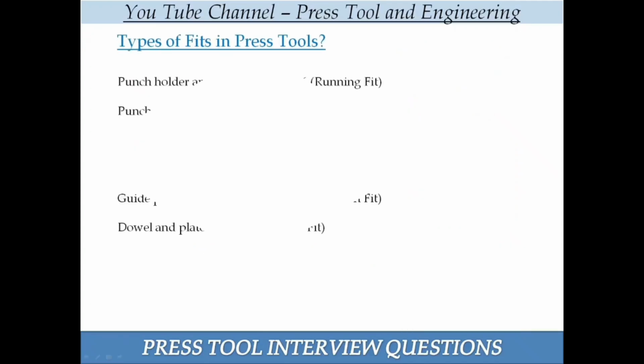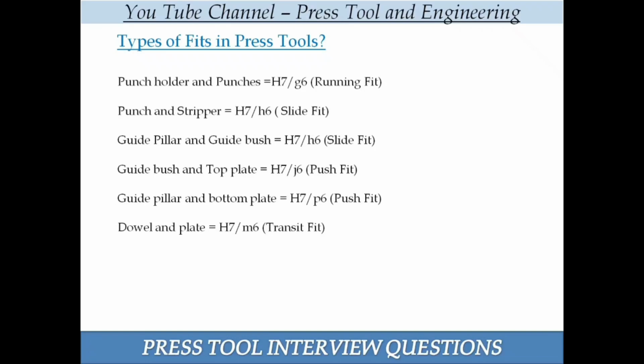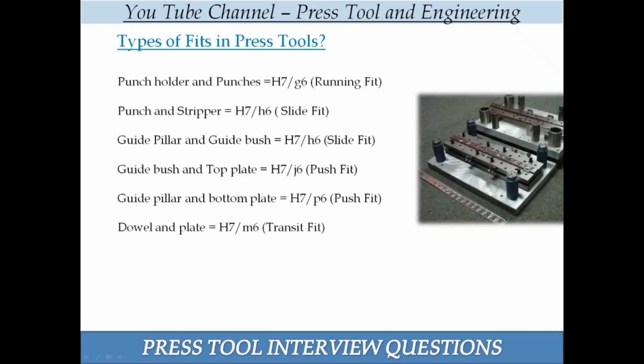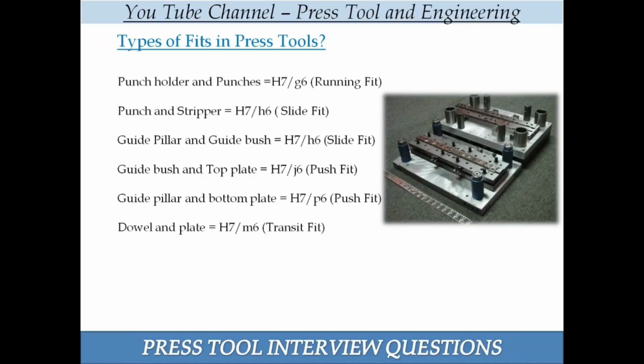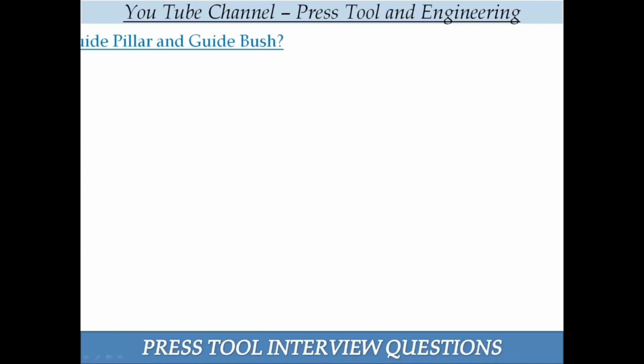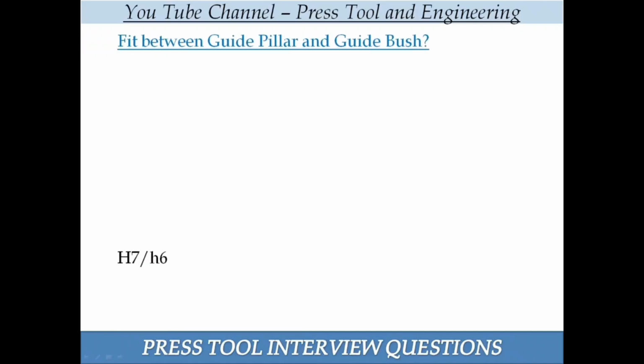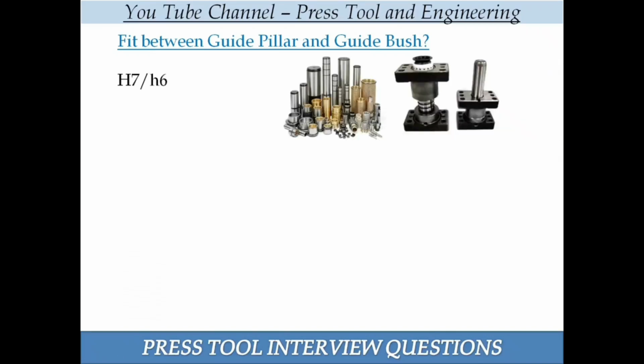Types of fits in press tool. Punch holder and punches S7 G6 running fit, punch and stripper S7 S6 slide fit, guide pillar and guide bush S7 S6 slide fit, guide bush and top plate S7 J6 push fit, guide plate and bottom plate S7 P6 push fit, dowel and plate S7 M6 transit fit. Fits between guide pillar and guide bush S7 S6. The right side image is shown with the ball gauge or without ball gauge pillar.